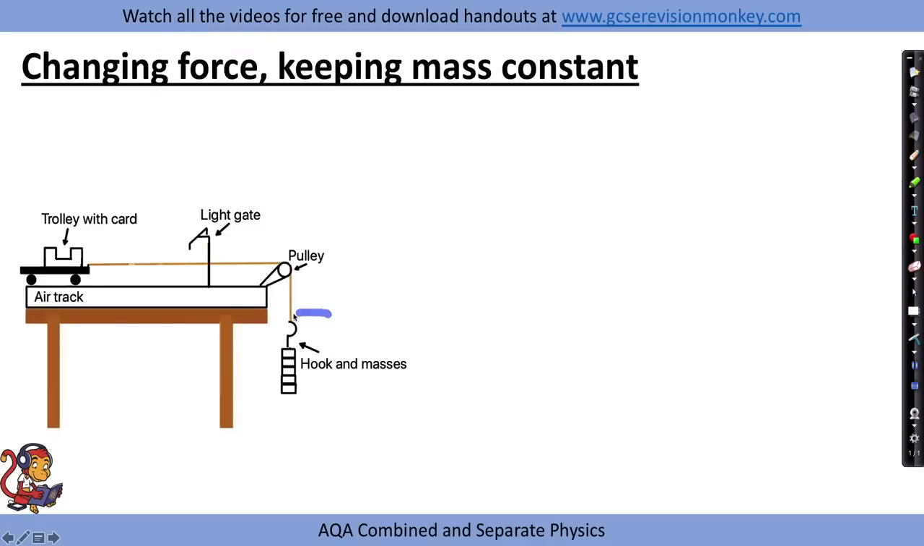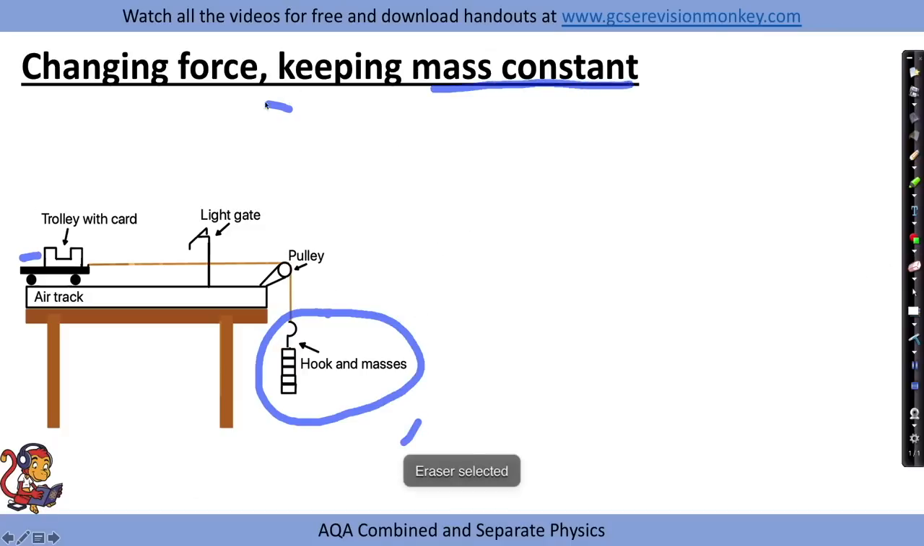So for this practical, we're going to change the force which we apply to the system, but this one's slightly different because we need to keep the mass of the whole system the same. Every time we change this, we have to place a mass over here, and the reason for that is to keep the mass of the whole system the same so that we're not actually changing mass, so we're keeping mass constant. A little bit of a difficult concept to understand, but in the exam they'll expect you to write about moving the masses from here to here.